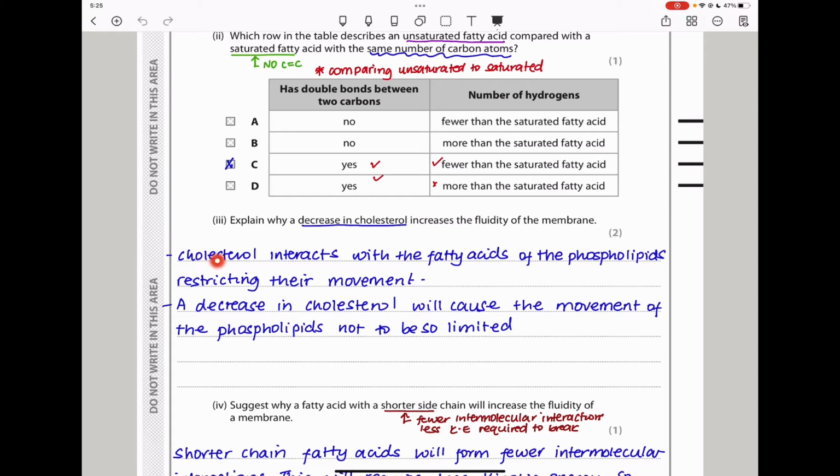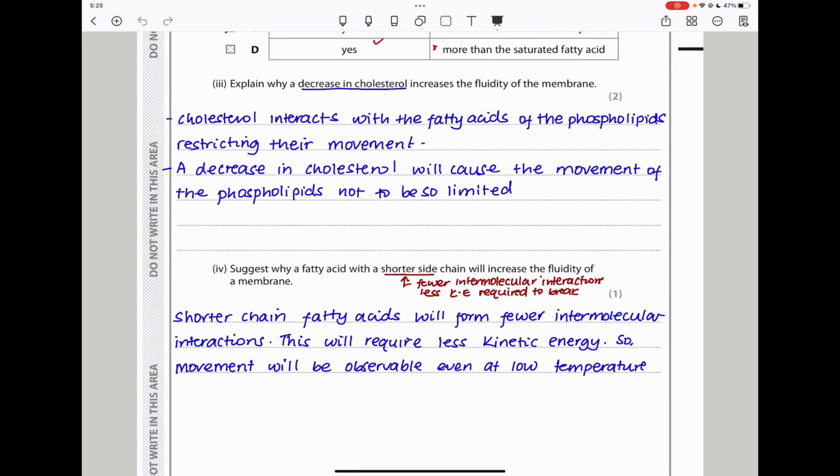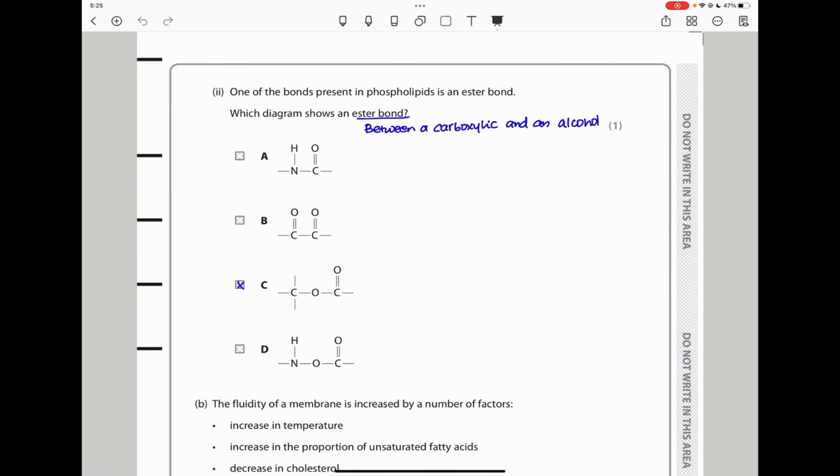So here I said cholesterol interacts with the fatty acids of the phospholipids, restricting their movement. A decrease in cholesterol will cause the movement of the phospholipids not to be so limited. Therefore, they can move more, and we can say the membrane is fluid, or the fluidity of the membrane. Down here we say suggest why a fatty acid with a shorter side chain will increase the fluidity of the membrane. I want to take you back here.